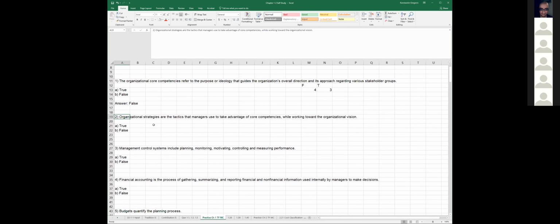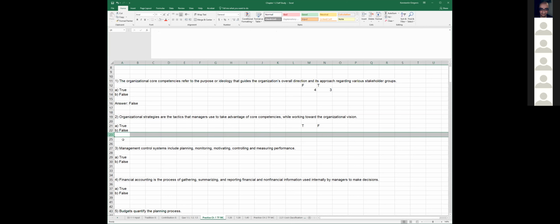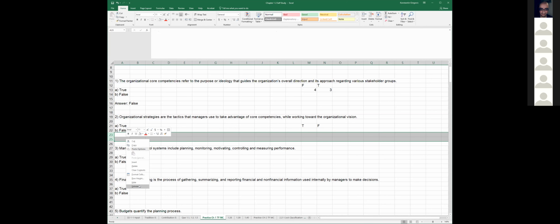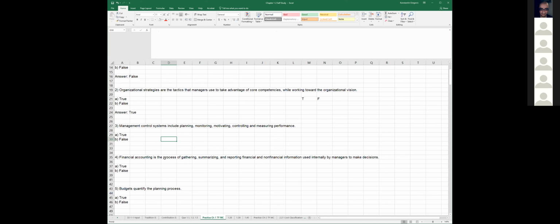Okay, let's try this one. Organizational strategies are the tactics that managers use to take advantage of core competencies while working toward the organizational vision. So we just talked about it. True or false? I think it's obvious. I'm guessing it's true. And it is true. Good.